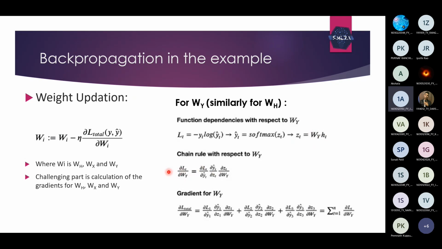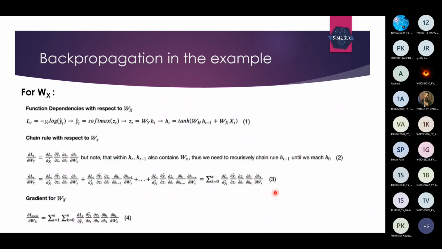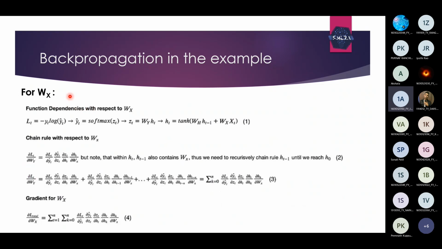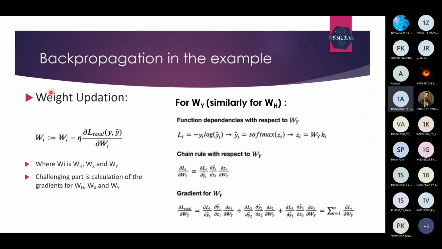When you apply the chain rule and find the gradient, you have to do del LT by del WY. So the total loss depends on change in the weight matrix WY. Similarly for WX; this was for WY, this is for WX. If you do it for WH, it will be the same, you will get a similar relationship.